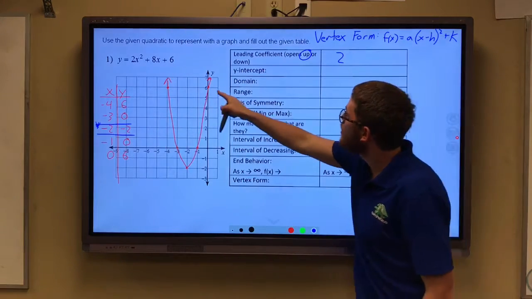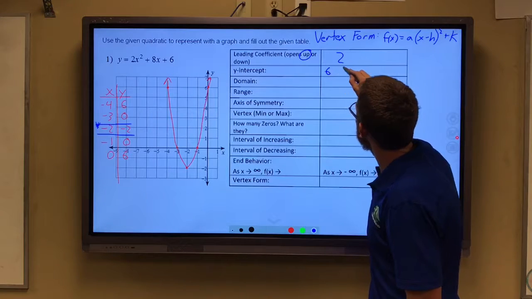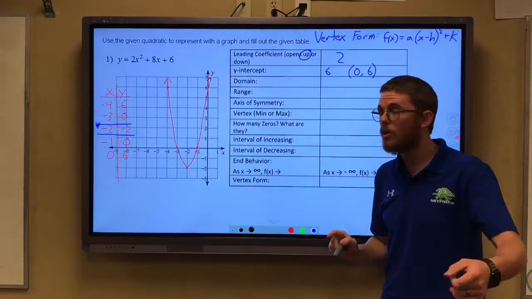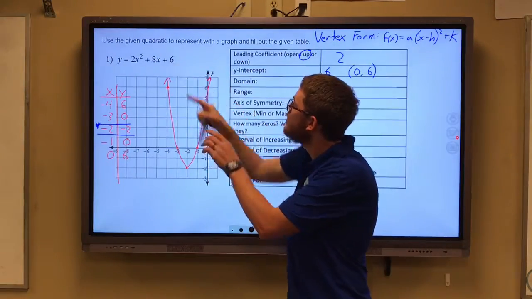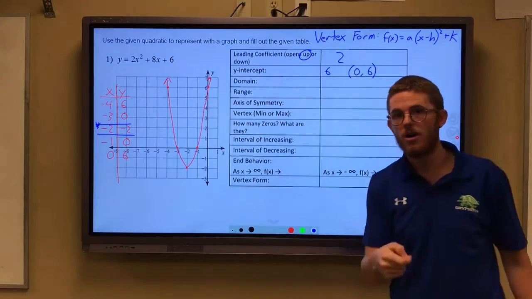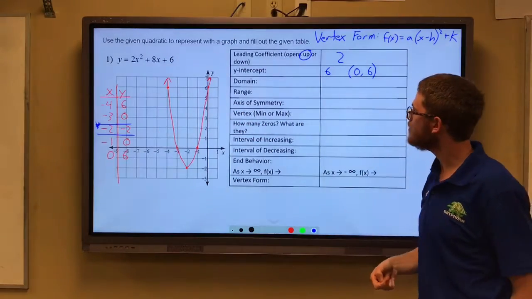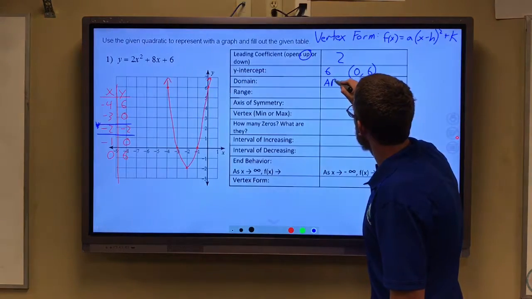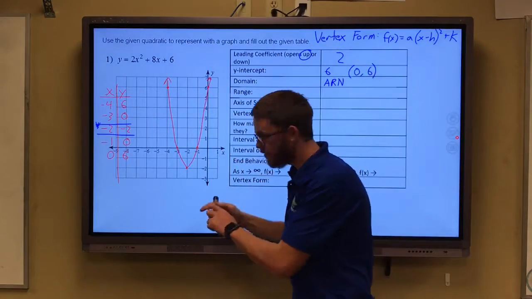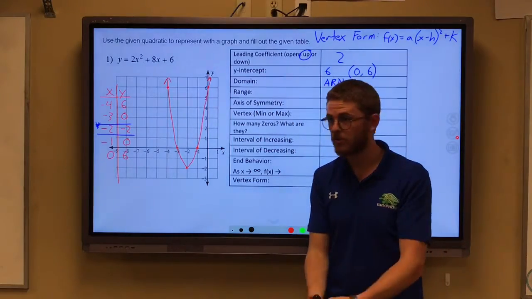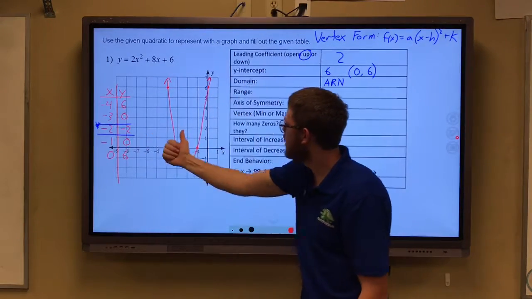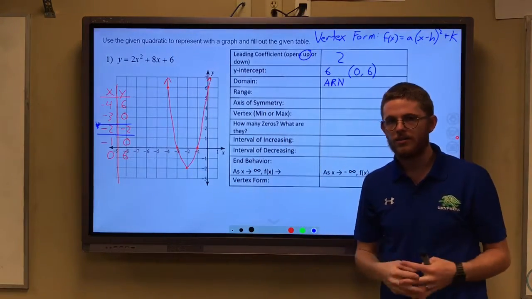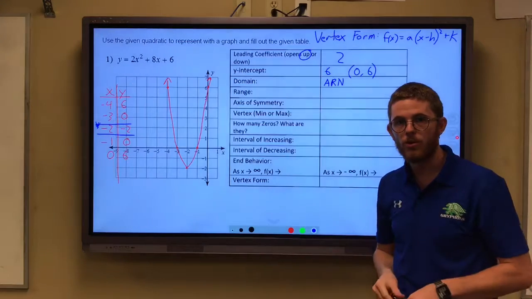The y-intercept, we can see right there our y-intercept is 6. We could write that as the point (0, 6). And we know the y-intercept is always going to be the c value, that constant term of our quadratic expression. The domain here is going to be all real numbers, because we can plug in any value for x we want to. It is moving to the left, it's moving to the right, it's covering all these x values on our x-axis. So the domain's all real numbers.